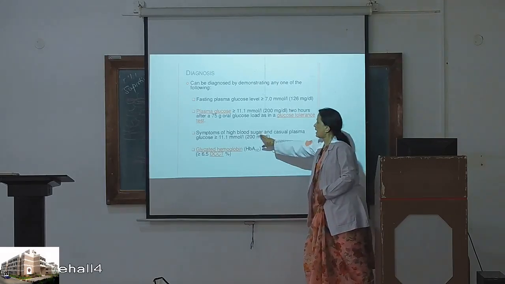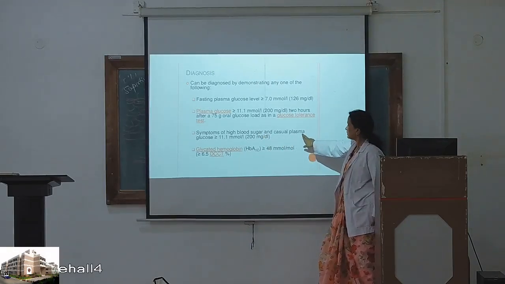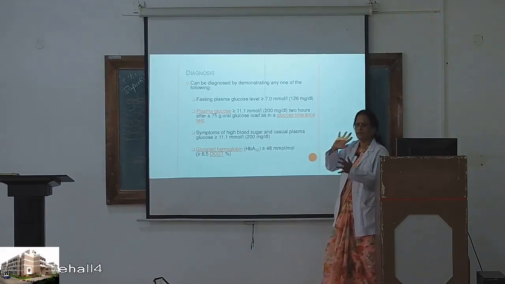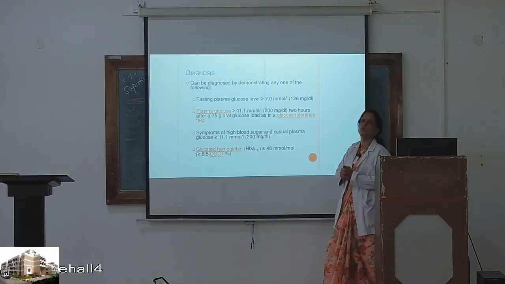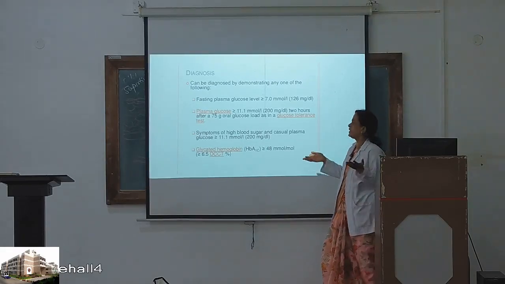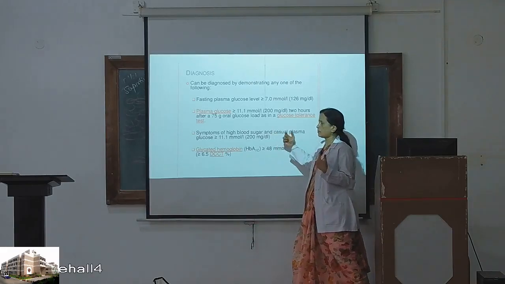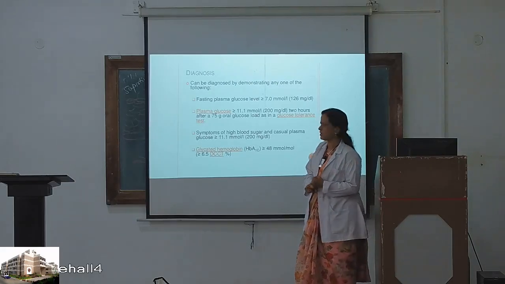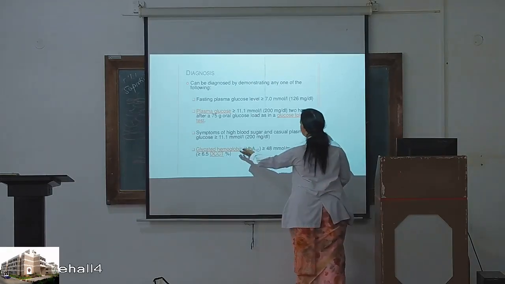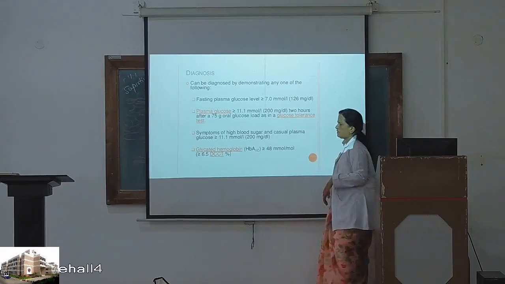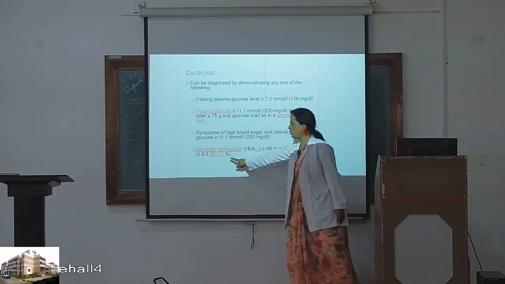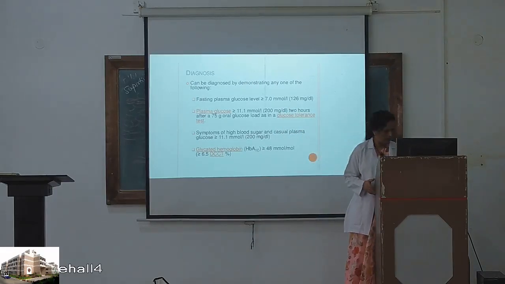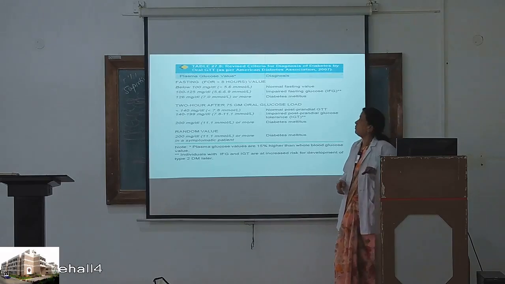Symptoms of high blood glucose and casual plasma glucose. So when a random blood glucose is done any time of the day, if it is 200 milligrams or more, we suspect it. Best is there's another test that has to be done. It's called glycosylated hemoglobin, HbA1c. If it is more than or equal to 6.5. So these are general routine investigations. Everybody gets it done.